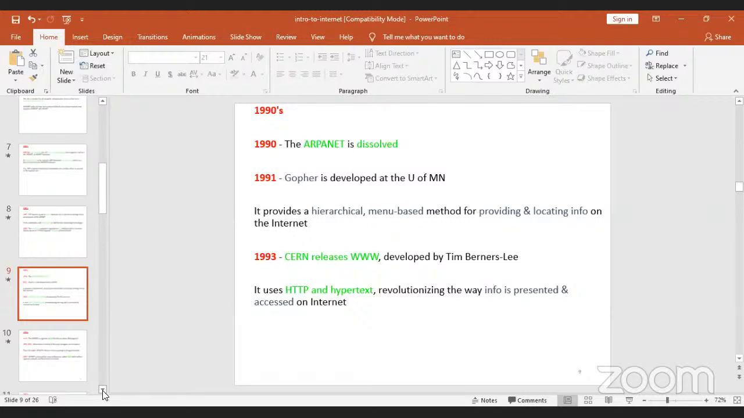So in 1993, the WWW, World Wide Web, was developed by Tim Berners-Lee. There was nothing like the World Wide Web before. It was a new invention in 1993, and it was released by CERN. It's an organization. So from this 1993, we had things like HTTP, Hypertext Transfer Protocol, and hypertext, revolutionizing the way information is presented and accessed on the internet. So we have web design, I see a website and all that. And HTML, Hypertext Markup Language, is the language developed to design a web page.